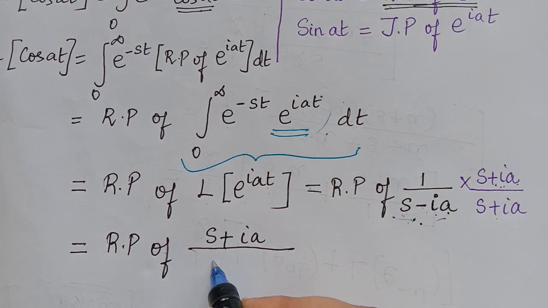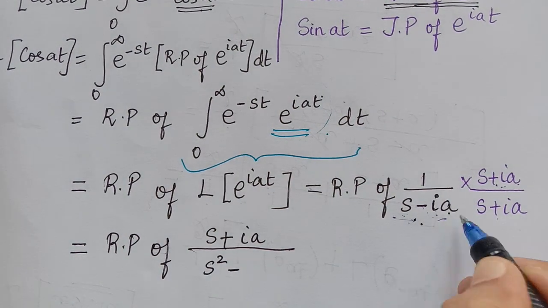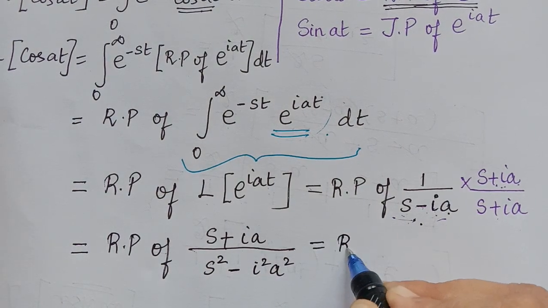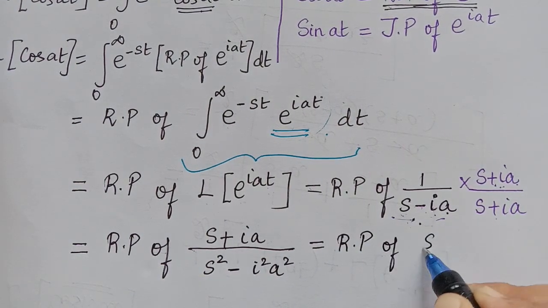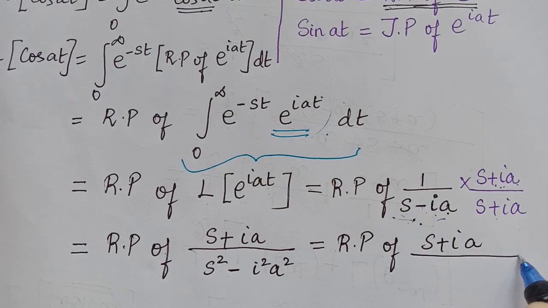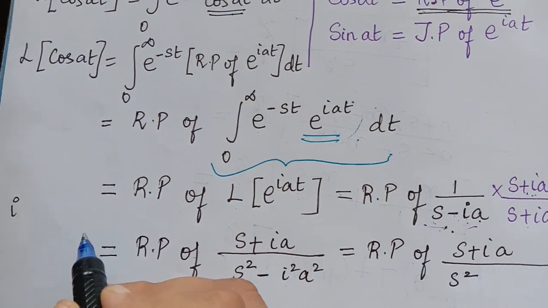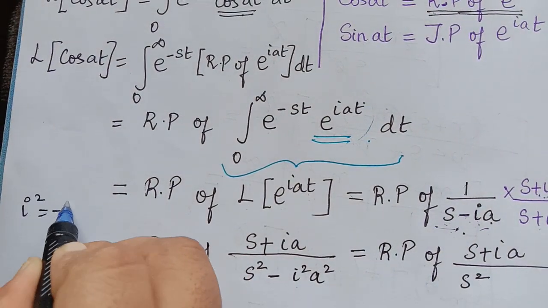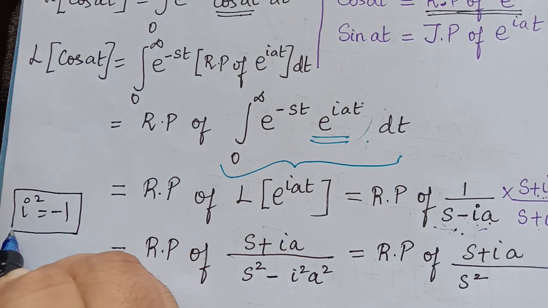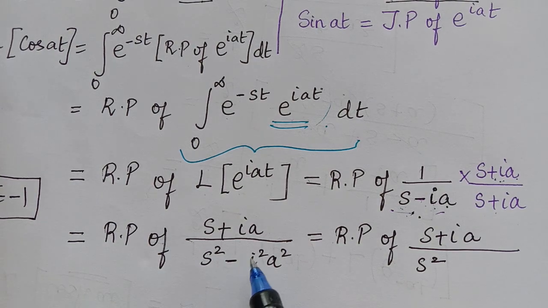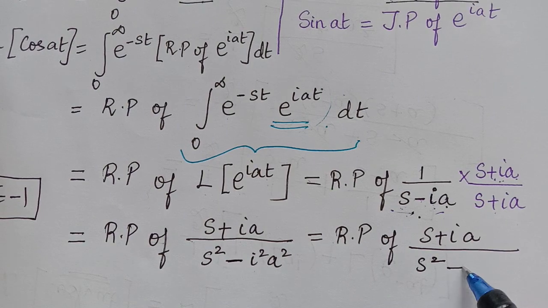So it will be s square minus, here you have i square a square, and that is equal to real part of s plus ia divided by s square, and the value of i square is negative 1. So remember, the value of the imaginary number i squared is equal to negative 1. So this we have to substitute here. When you substitute i squared as negative 1, it gets multiplied with this negative sign and it becomes positive a square.